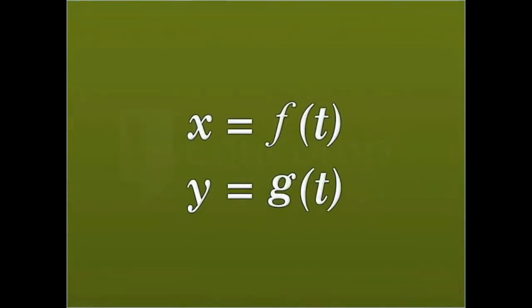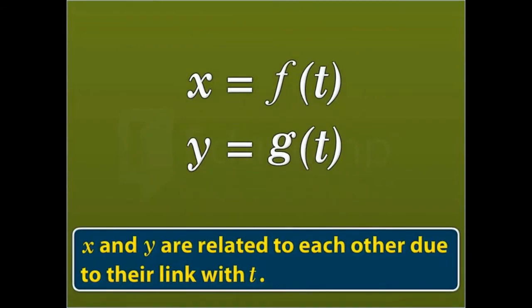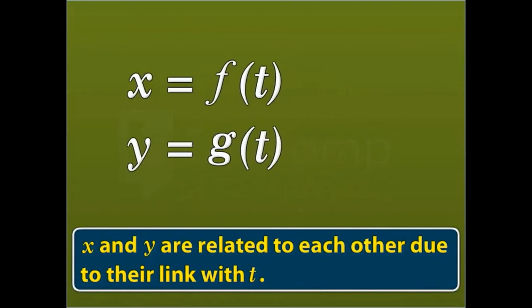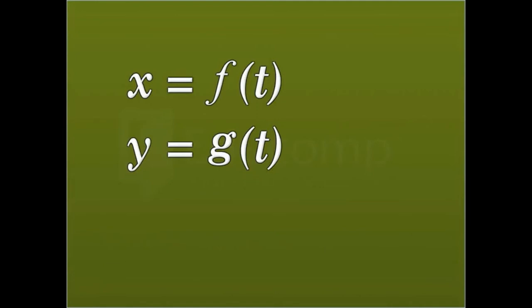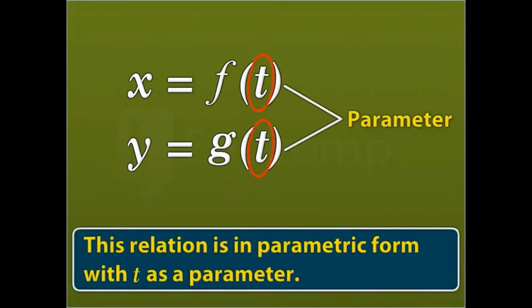Sometimes, a relation between two variables x and y is neither explicit nor implicit. But still, the two variables are related to each other due to their link with the same third variable, which is called a parameter. So, when a relation between x and y is expressed by equations x equals f of t and y equals g of t, the relation is said to be in the parametric form with t as a parameter. Here we will see how to differentiate functions in the parametric form.